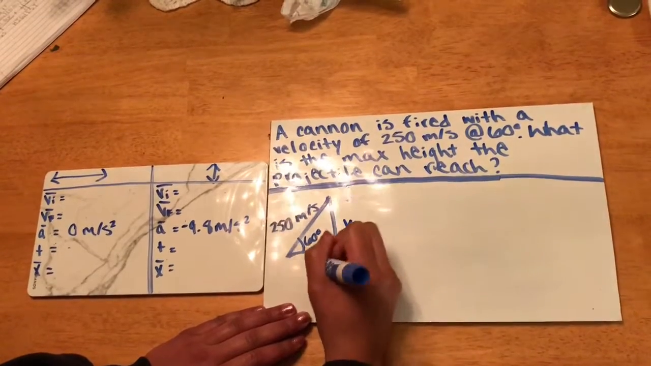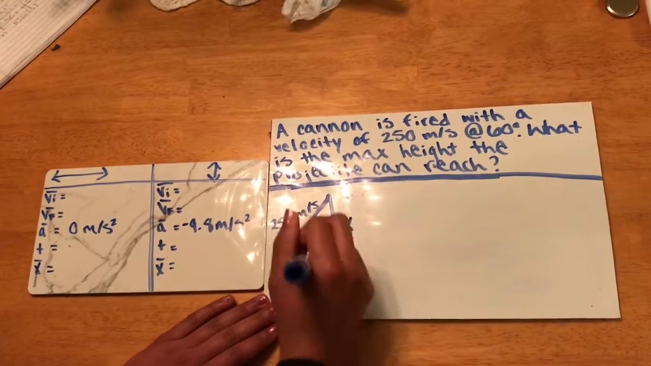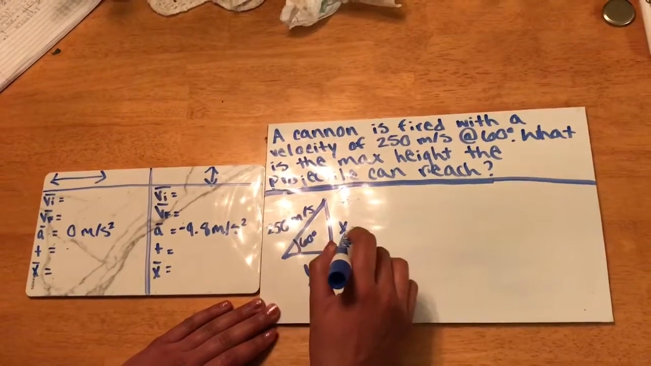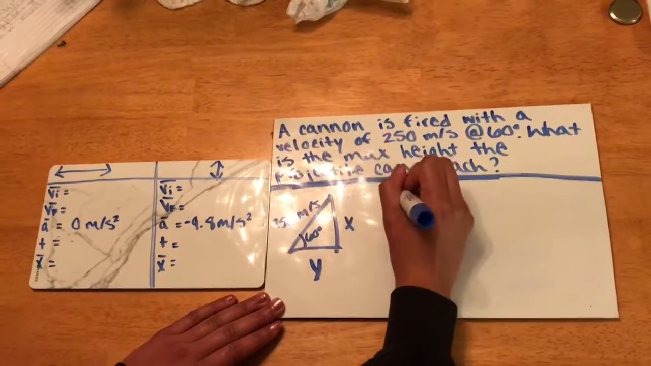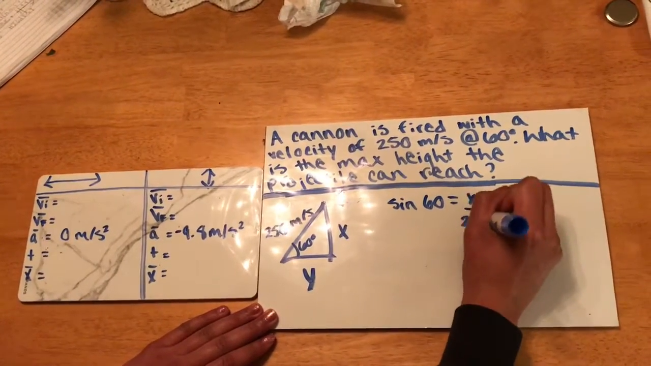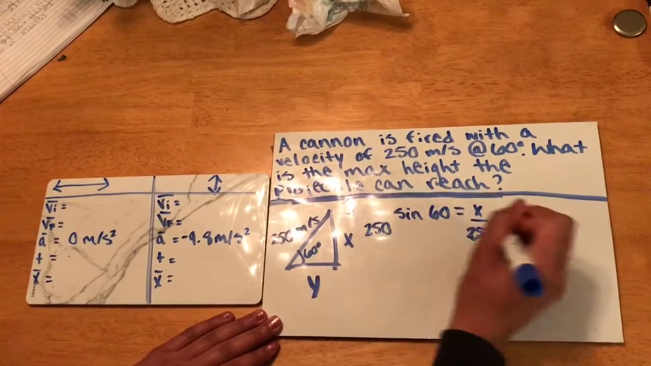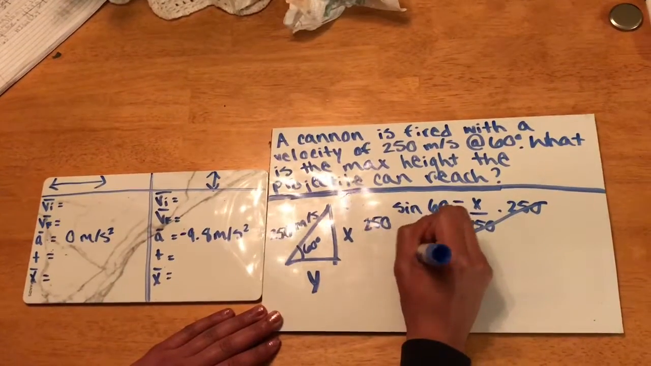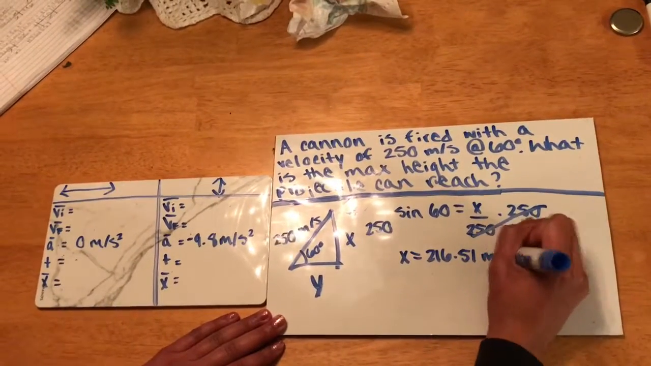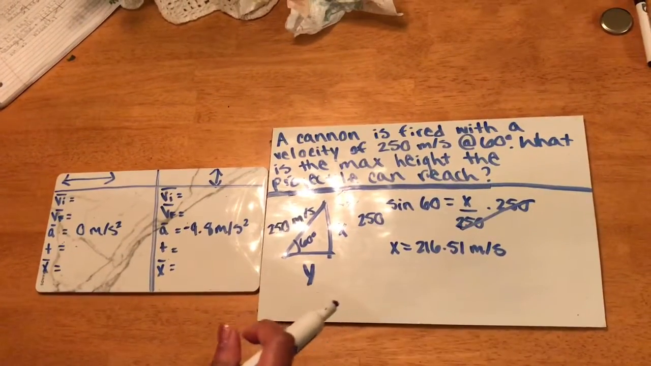We can label this side X and this side Y and use SOHCAHTOA to solve for them to find our other velocities. So we'll start with our vertical, which is X. And we can see here that this is opposite and that's hypotenuse, which means sine. So we have sine of 60 equals X over 250. We're going to multiply by 250 on each side to cancel out that 250 and get X alone. And then we get X equals 216.51 meters per second, not meters squared. You can figure that out by putting it into the calculator.